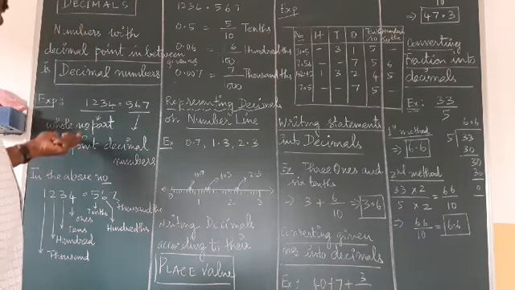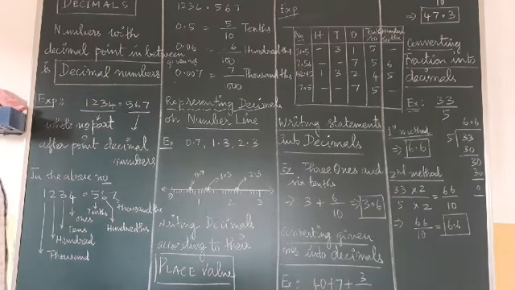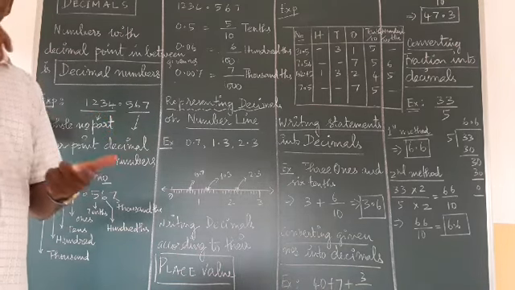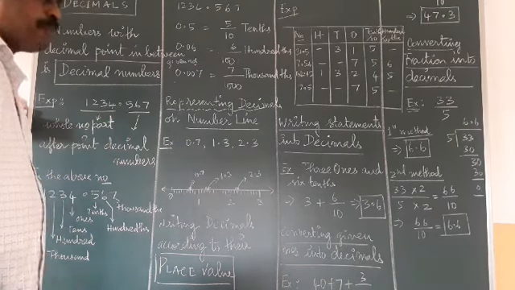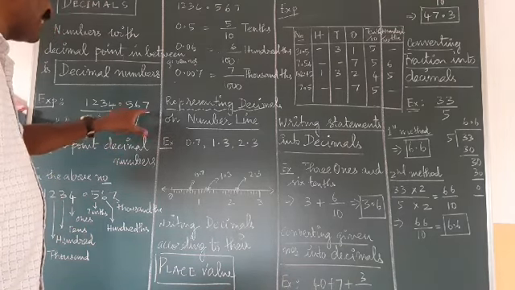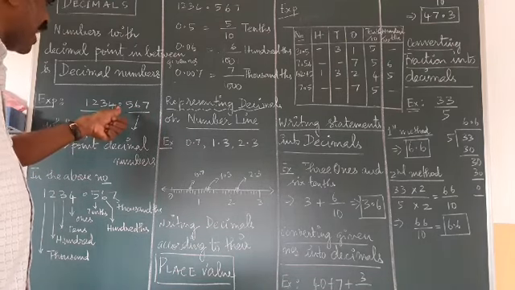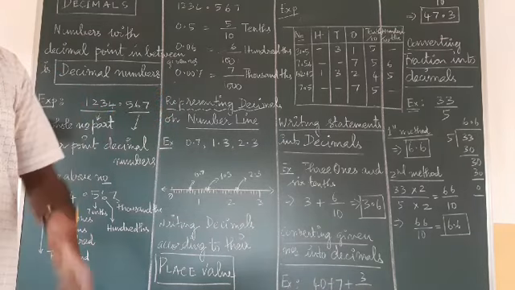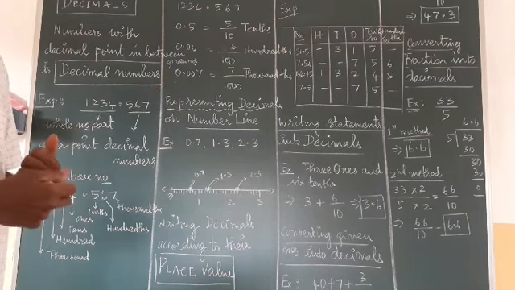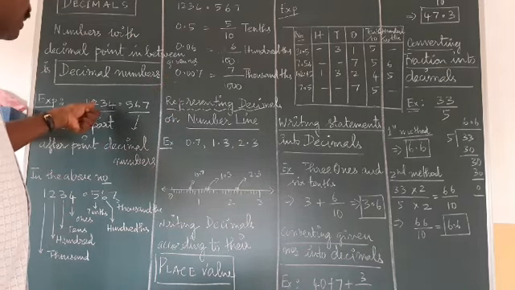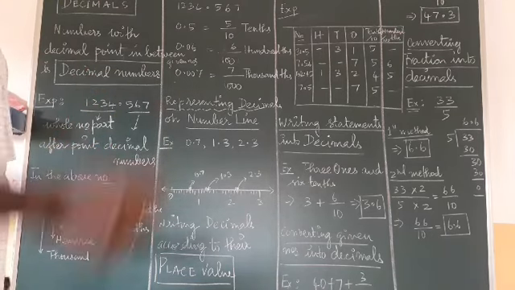Then how to pronounce the whole number part? 1, 2, 3, 4. Before the decimal point, that is called the whole number part. And after the decimal, it is called decimal numbers. And how do we pronounce the decimal part after the point? 0.5, 6, 7. Each digit you have to pronounce. You should not pronounce it as 0.567. You have to pronounce it as 0.5, 6, 7. Each digit you have to pronounce. So 1234.5, 6, 7. Single digits you have to pronounce.